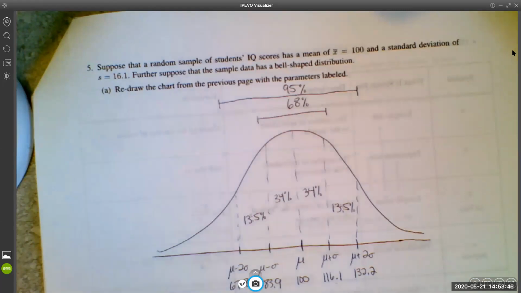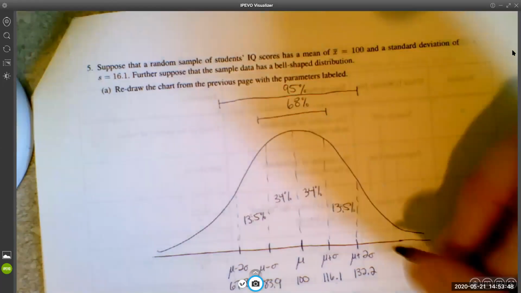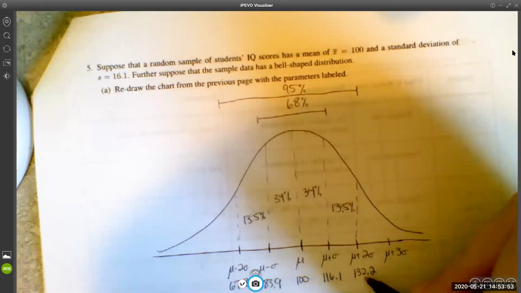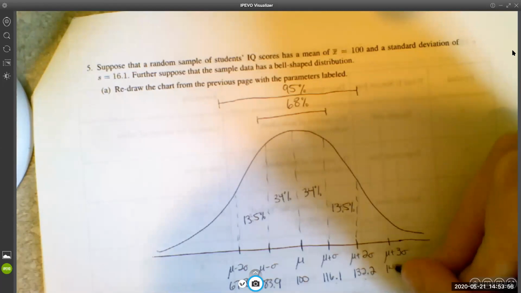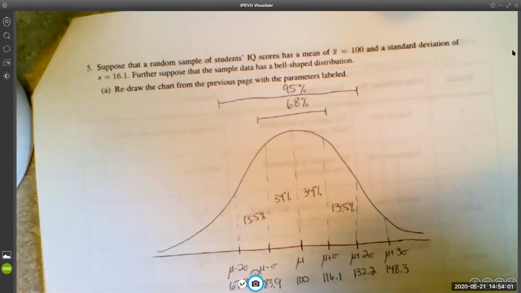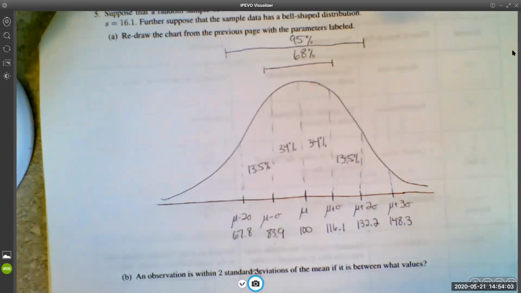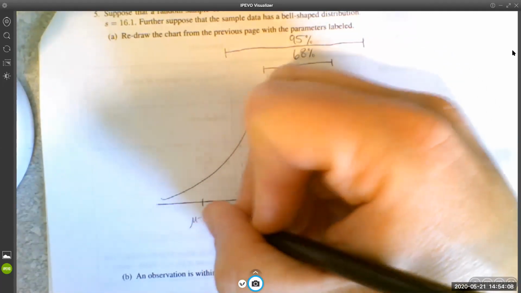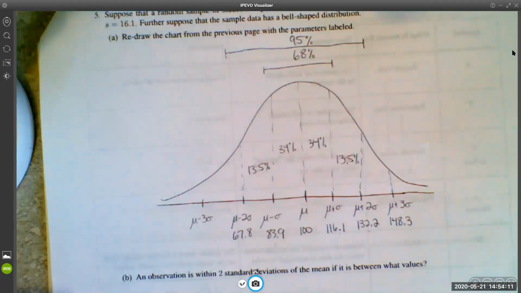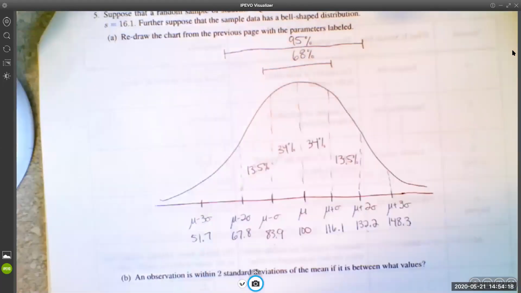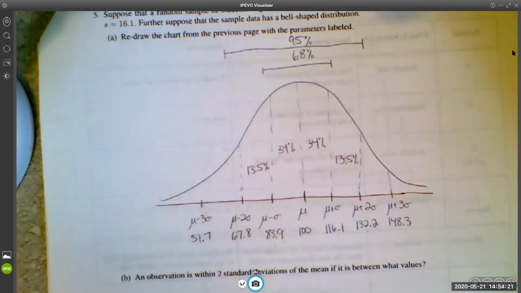Okay. And then I'm going to go out one more standard deviation. So if I'm 3 standard deviations above the mean, mu plus 3 sigma, then again I would add another 16.1 and get 148.3. So if I have an IQ score of 148.3, then I'm 3 standard deviations above the mean. On the other side, mu minus 3 sigma, that would be 67.8 minus 16.1. That puts me at 51.7. So if your IQ score is 51.7, then you're 3 standard deviations below the mean.